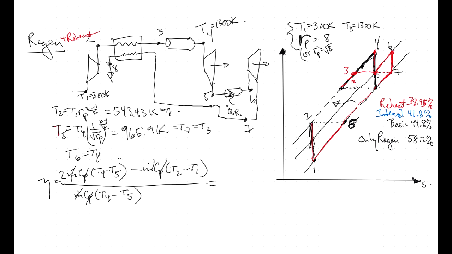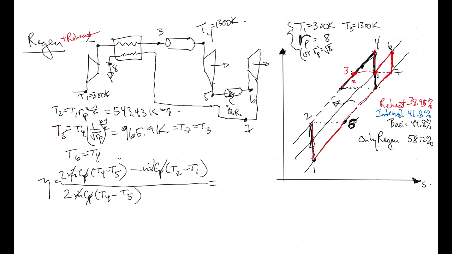Okay, let's go back to it. The total turbine output is 2 m dot cp (T4 minus T5), one here, one there. The power going into the compressor is only a single one, m dot cp (T2 minus T1). And then the heat in is m dot cp (T4 minus T3), which is T4 minus T5, plus another m dot cp (T6 minus T5), which is also T4 minus T3 or T4 minus T5. So there's a 2 down here.